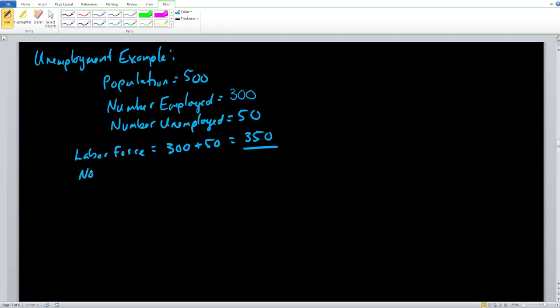How about not in the labor force? So those that cannot be considered employed or unemployed. Here, you either have to be in the labor force or not in the labor force. If we only have 500 people within our entire economy and 350 of them are in the labor force, that means the other portion has to be not in the labor force. So if you take your population and subtract out the people in the labor force, which is 350, this will give us 150 people not in the labor force. So they're not employed or unemployed. Always remember that in the labor force plus not in the labor force has to equal our population, or however many people are within our economy.